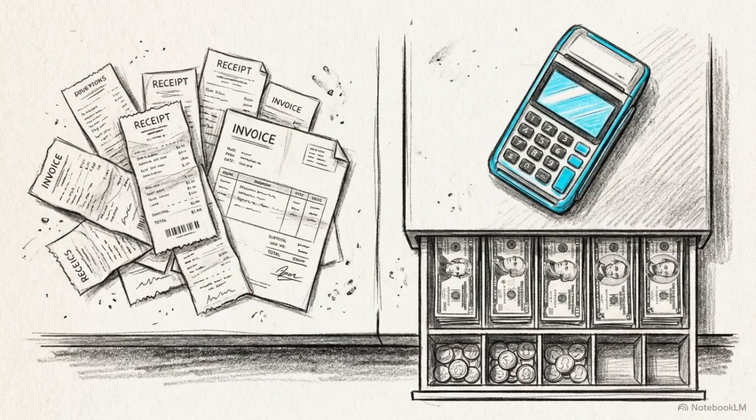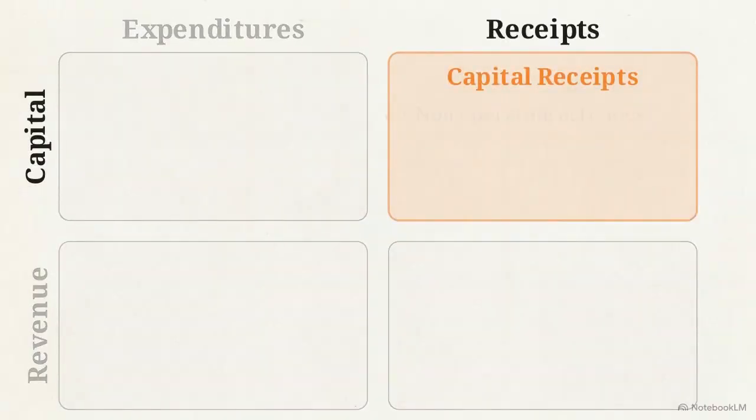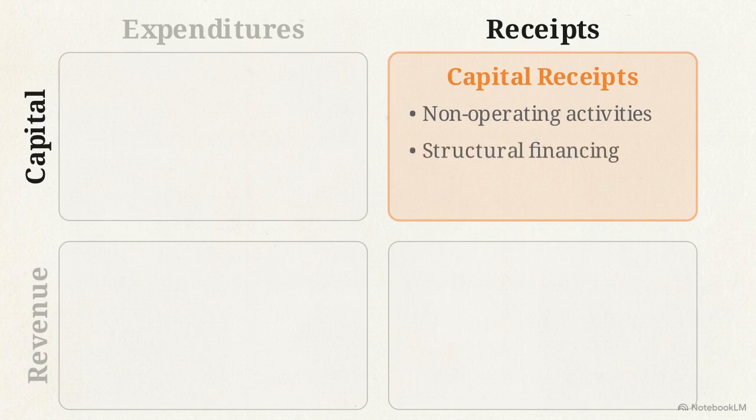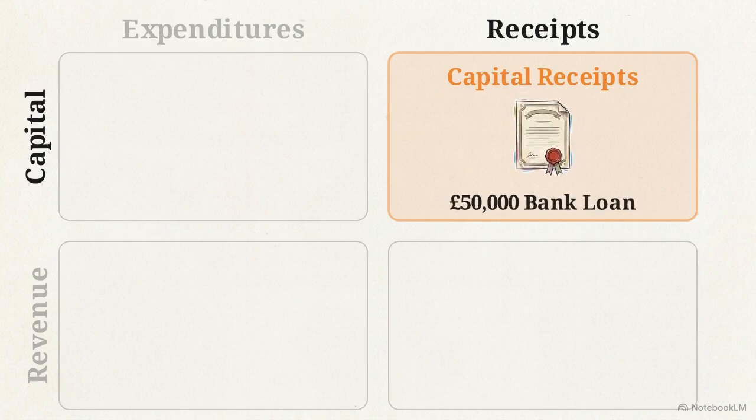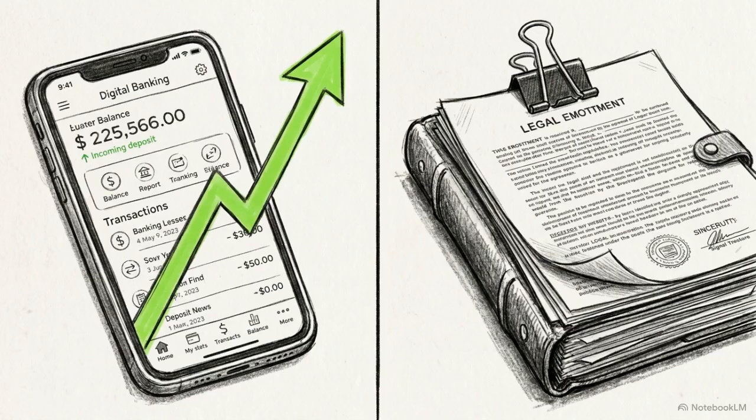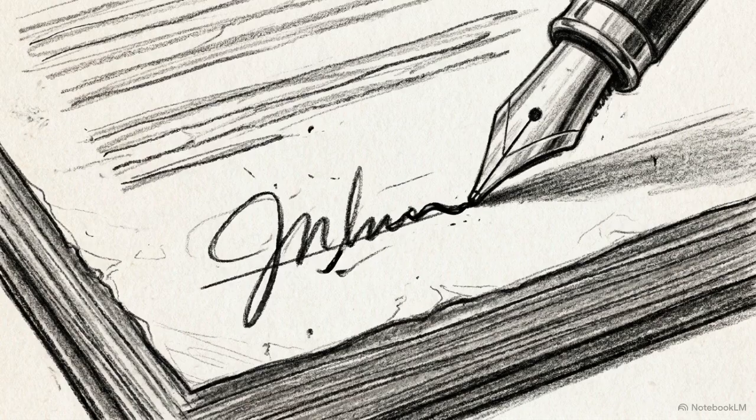Now we flip the model. We are done looking at money leaving the business and are turning our attention to the money entering it. We start in quadrant 3, capital receipts. This is income generated from non-operating activities. It usually takes the form of structural financing. For our coffee shop, this looks like securing a £50,000 small business loan from a bank to open a second location. When that £50,000 hits the bank account, it creates an immediate liability for the business. Every cent of that money must eventually be paid back.